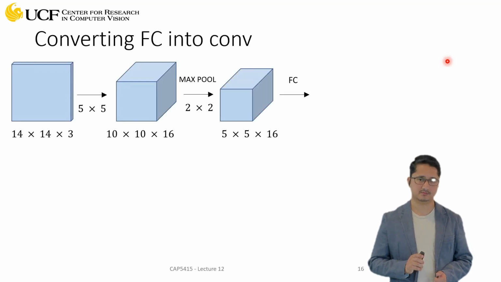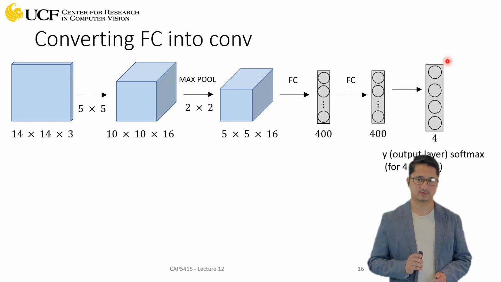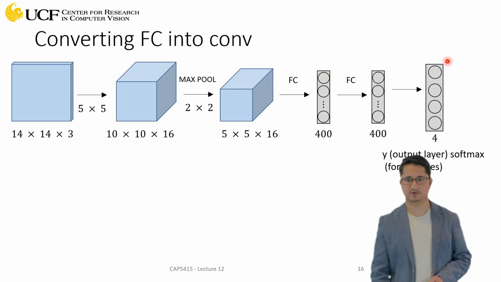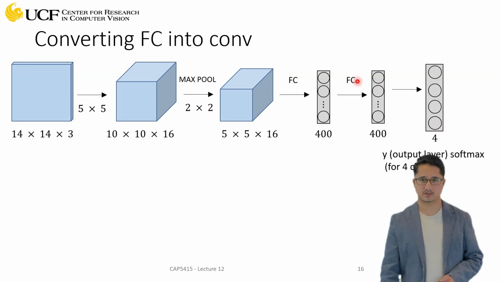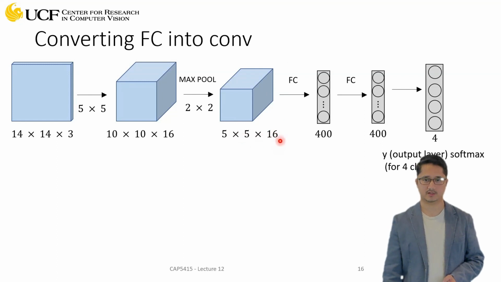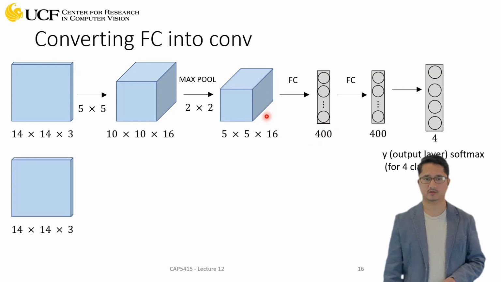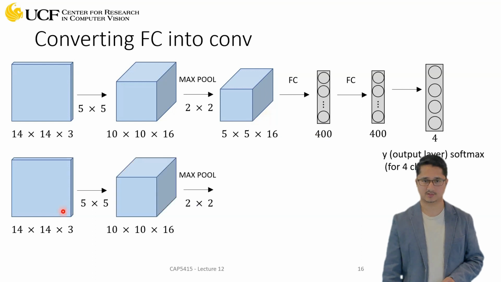So you have a CNN and then fully connected layers, so you'll have to flatten it, and finally you are getting, let's say, 4 different values. So what is happening at this point, you will have to flatten this volume. So you will have a feature vector which has 5 cross 5 cross 16 different values, which will be connected to 400 different neurons. Now, to convert this to a fully convolutional network, what you can do is, this part is not going to change.